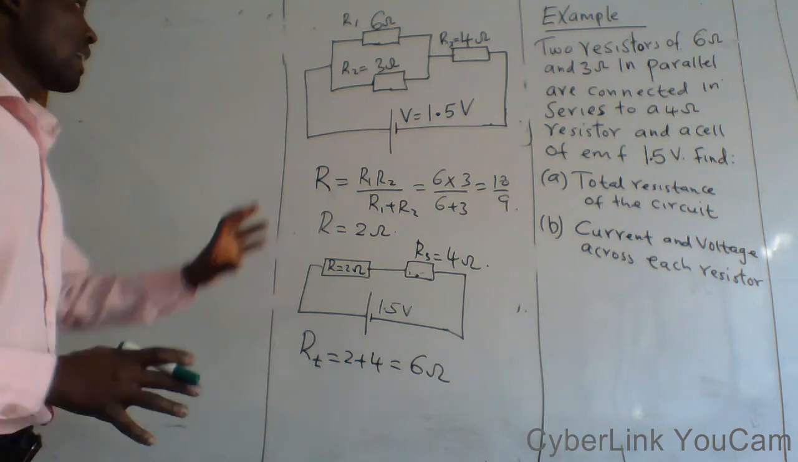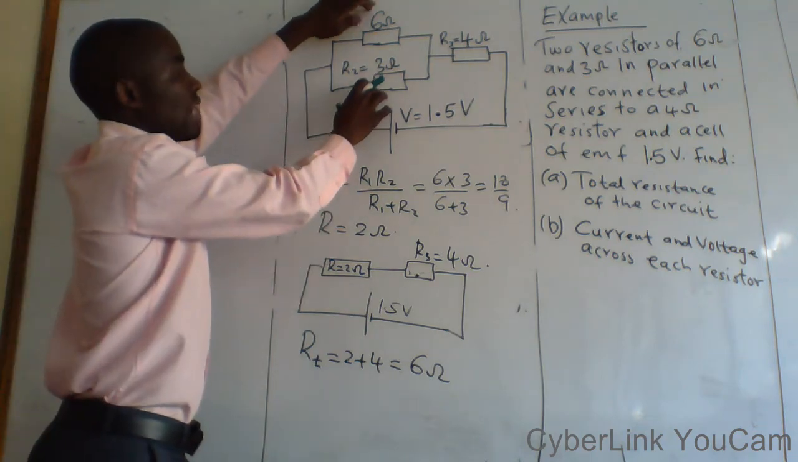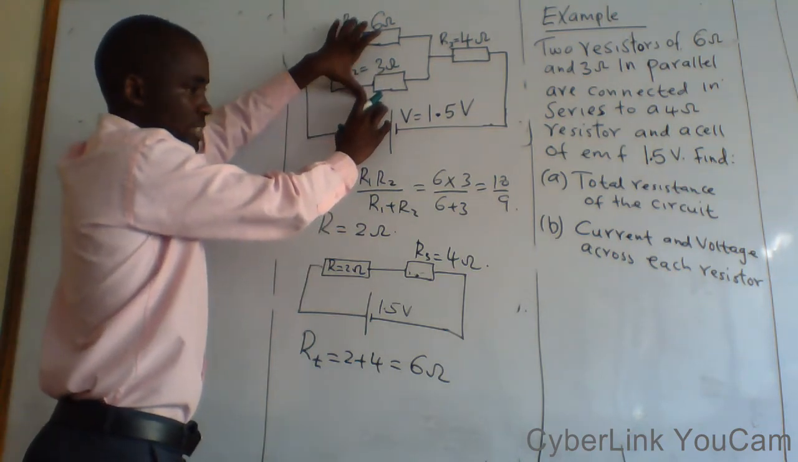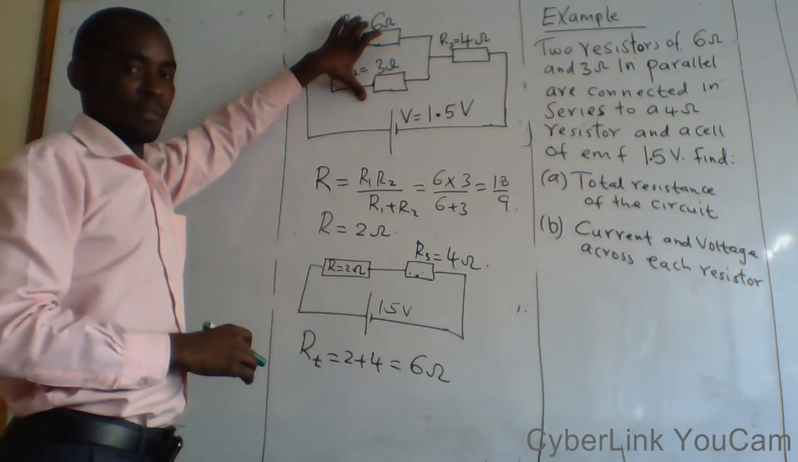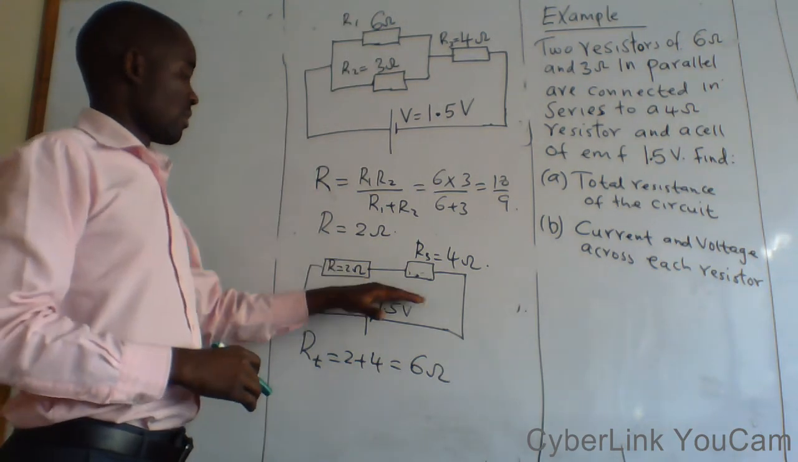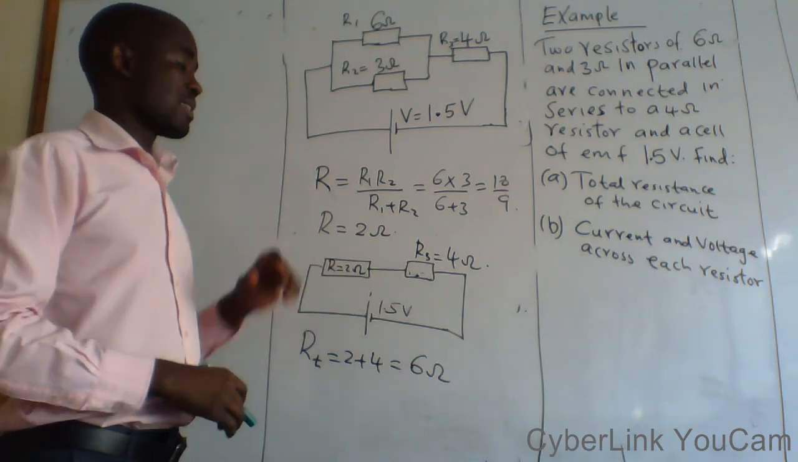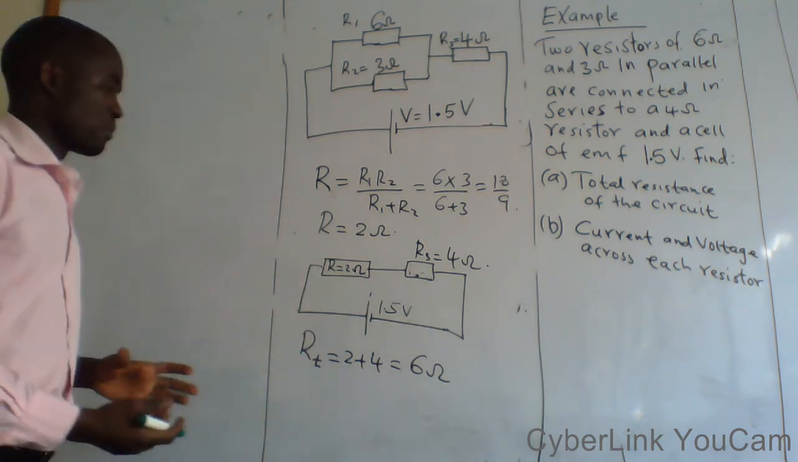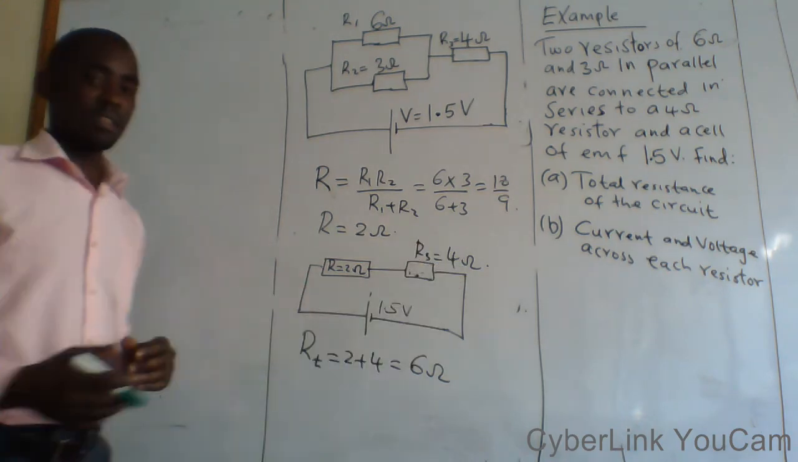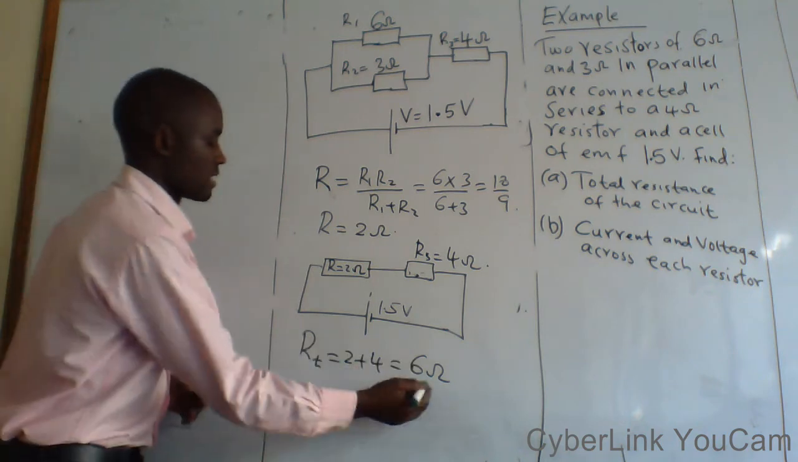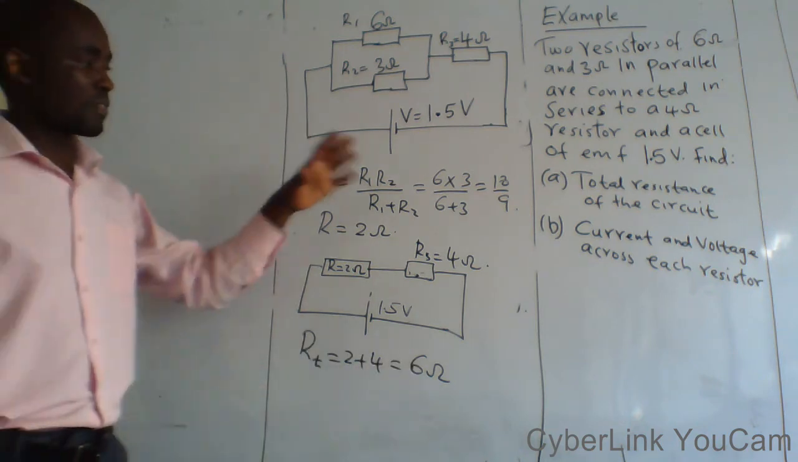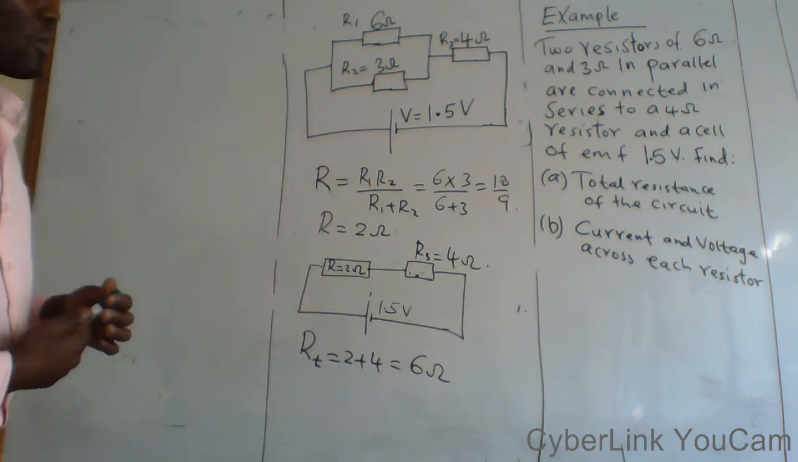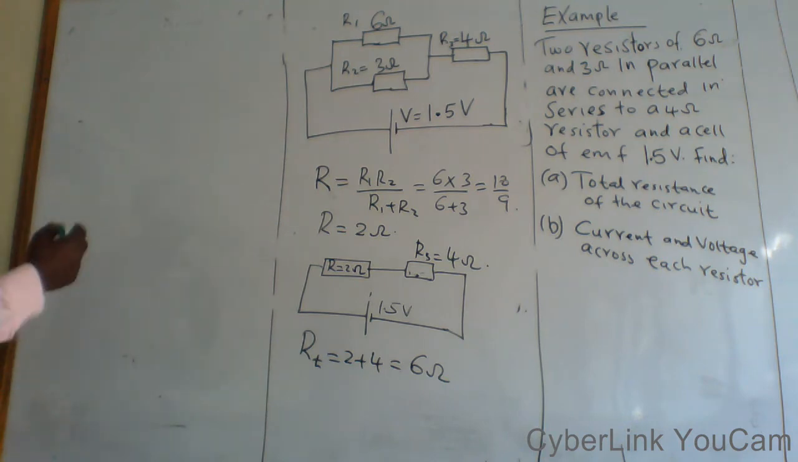So what I've done, I have gotten an equivalent resistance for the two resistors connected in parallel. Later on, I've drawn this circuit. Then the next step was combining the two resistors connected in series. You get 6 ohm. We have answered the first question. We will now move on to answer question B.